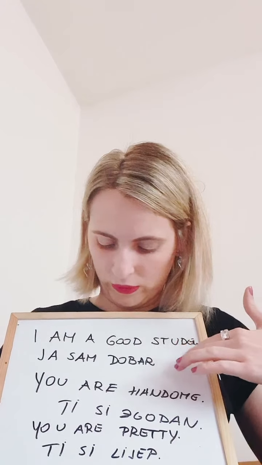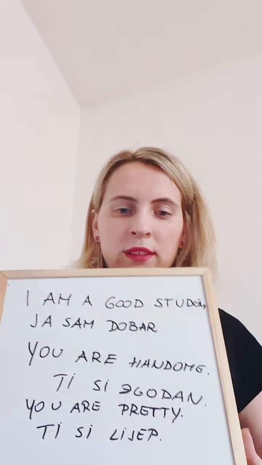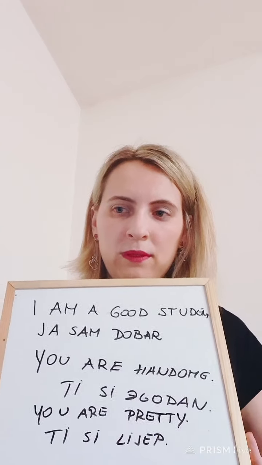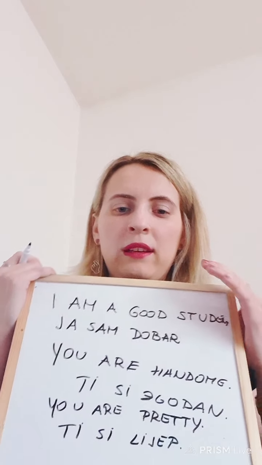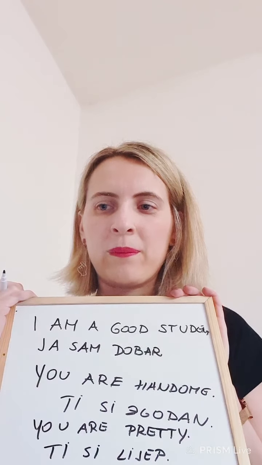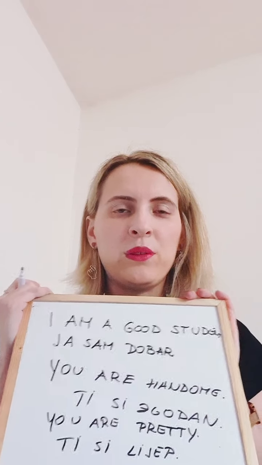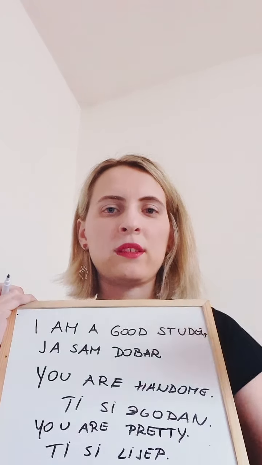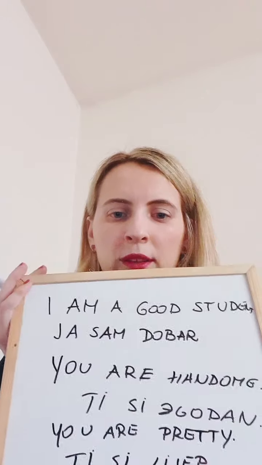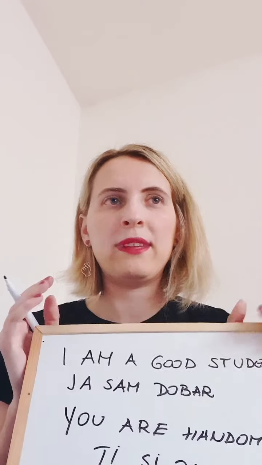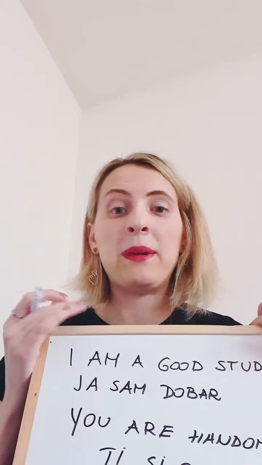So ti si lijep. Lijepa, lijep. Dobra, dobar. There isn't really a rule. Often it is an a, dobra, but not always. So ti si dobar, ja sam dobar is for the man. And ja sam dobra is for the girl, for the female, okay? So dobar, dobra, lijep, lijepa, pametan, pametna.